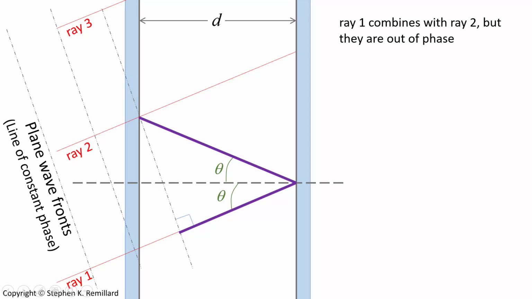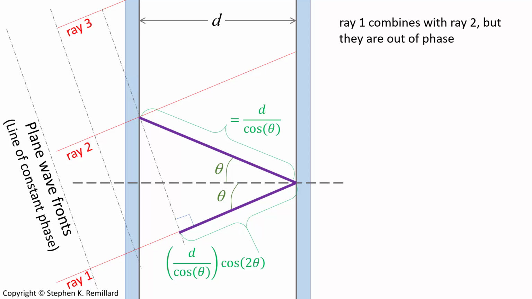Ray 1 enters the interferometer, it reflects off the back mirror, comes back to the front mirror, and it joins ray 2, and they head out together. But ray 1 has been shifted in phase and is therefore interfering with ray 2. Inspection will quickly lead to the conclusion that these lengths are just d over cos theta in one case and d over cos theta times cos 2 theta in the other case. Add them together to get the difference in optical path length between rays 1 and 2.